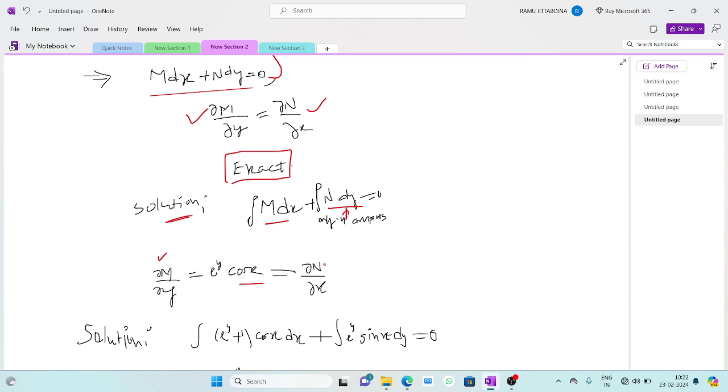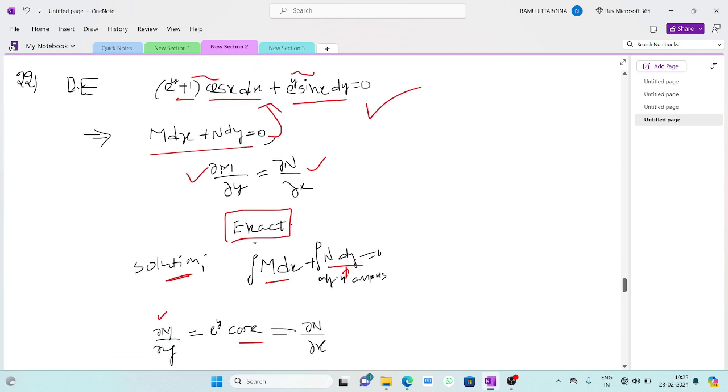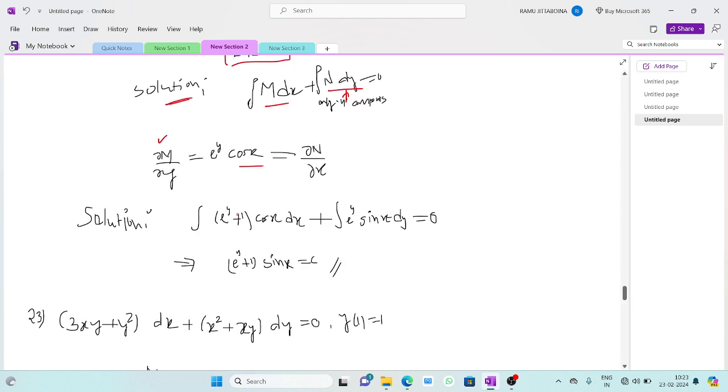So we can say that this given equation is an exact differential equation. For that, I will do the solution. I want a solution for this differential equation, so I need to integrate the given differential equation. I just apply the integration to this equation, and I will get it this way.